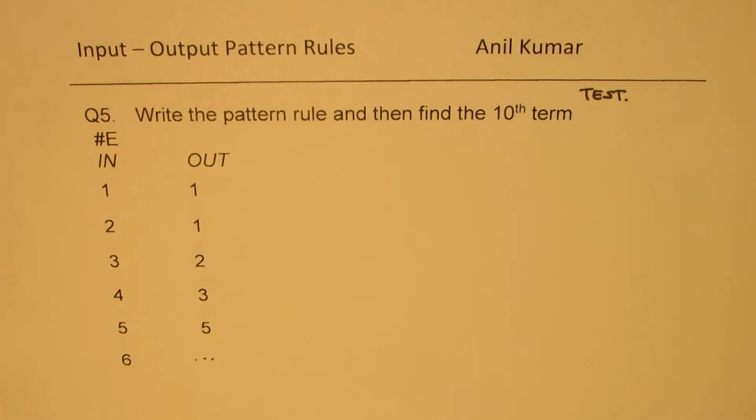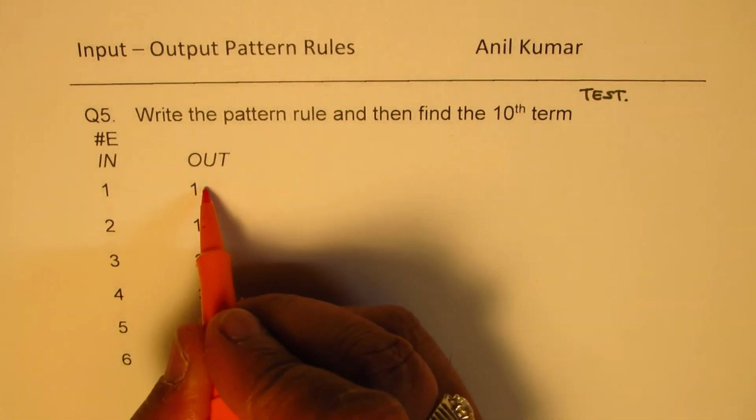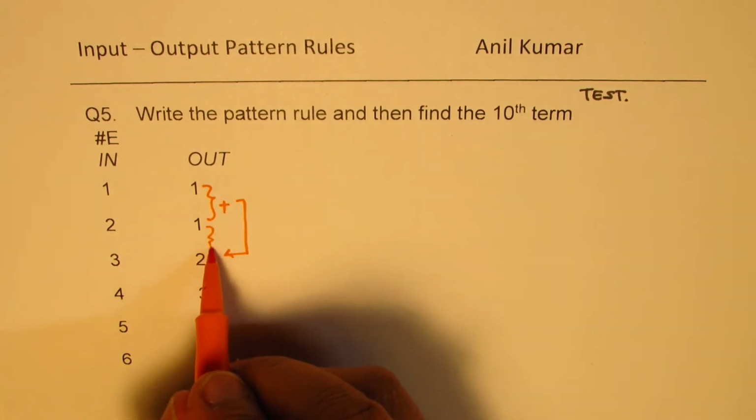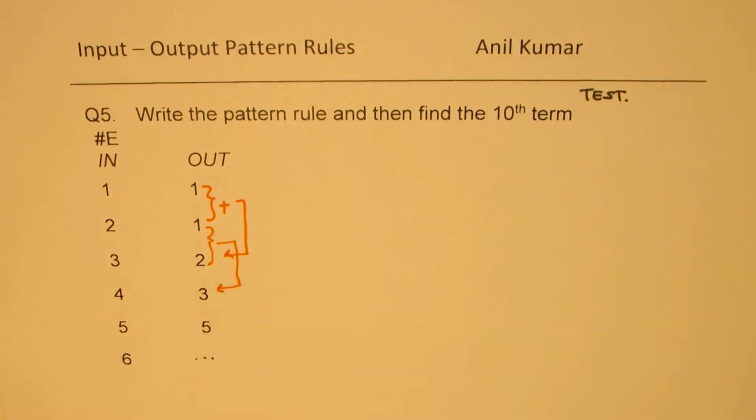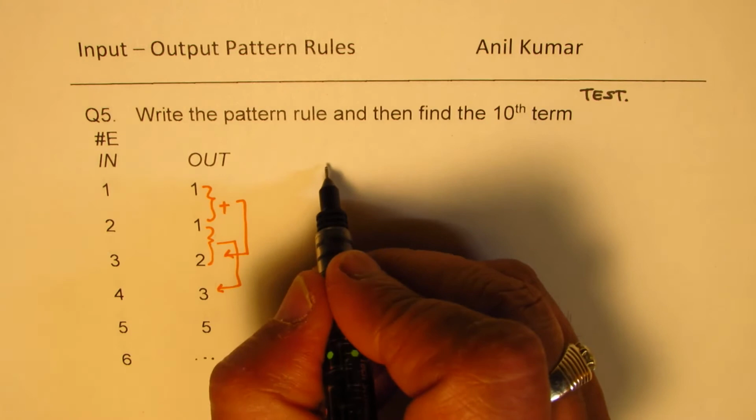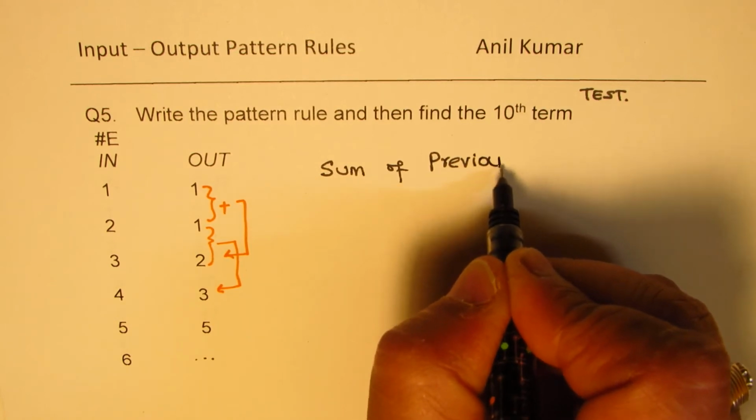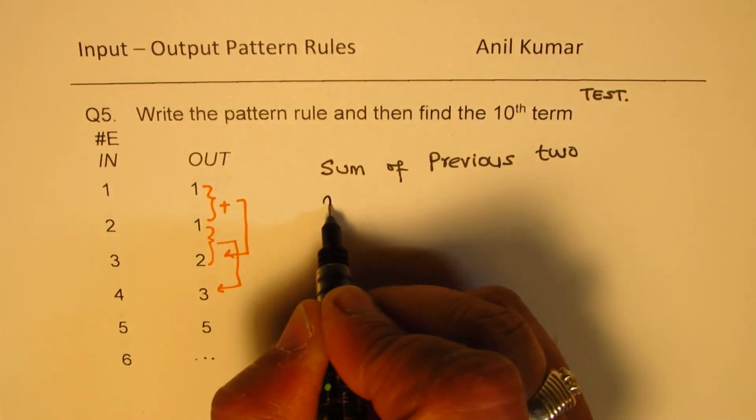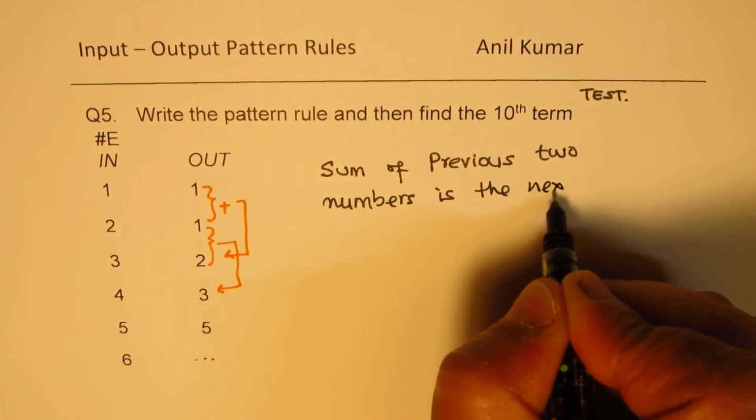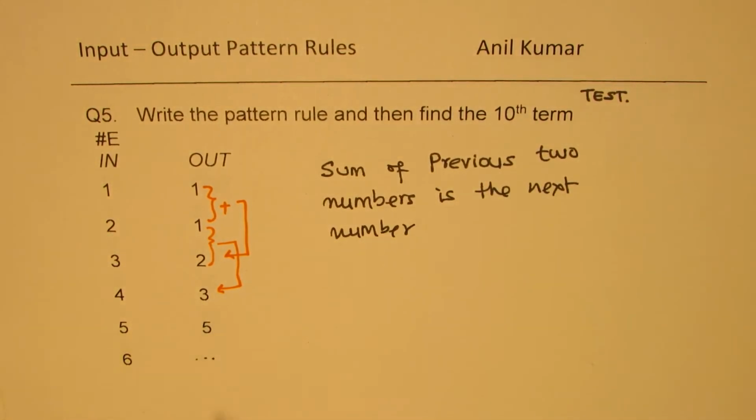Now this is a very interesting series. What you see here is to get the next number, we are adding the previous 2. So if I add 1 and 1, I get 2. Do you see that? And if I add 1 and 2, I get 3. So the rule here is that the sum of the previous 2 is the next number, right? Do you see that? So likewise, we can get the next number.